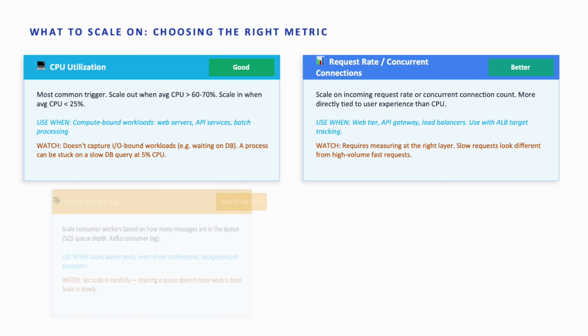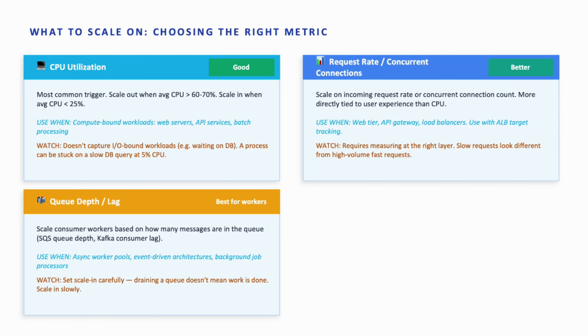Then the third metric that we have is queue depth. So for async worker architecture, this is the best metric. If you have SQS, which stands for Simple Queue Service, it is a service provided by Amazon Web Services that temporarily stores tasks or messages until another program processes them, right?